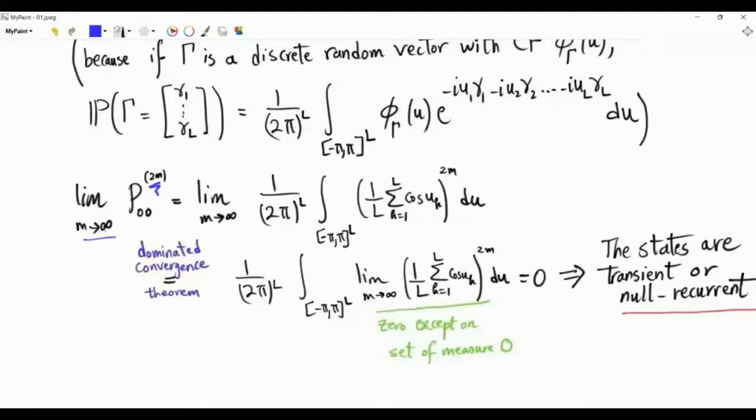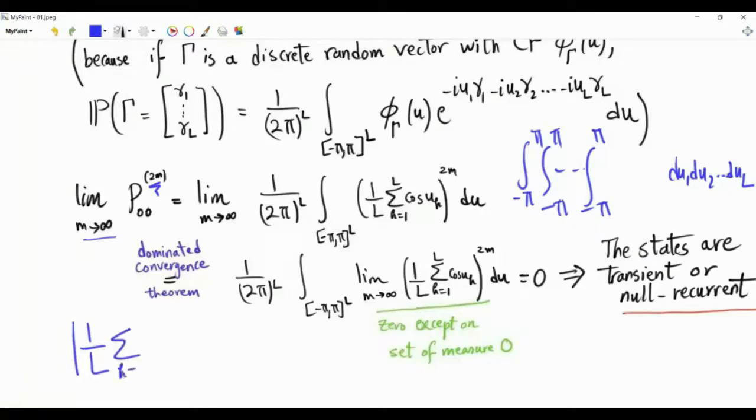If we get a limit that is 0, then our state is either null-recurrent or transient, and then we need to investigate the sum to decide which is which. So let's start by taking the limit. Now we have the limit of an integral. The integration that we have here is an L-dimensional integral. It is an integral from -pi to pi, -pi to pi, L times, and our integration variables are the u's, the real valued parameters of the characteristic function, du1, du2 to dul. We have a limit and we have an integral. So how can we take the limit? Well, let's investigate the integrand. Let's try to upper bound the function 1 over L summation k from 1 to L cosine uk.